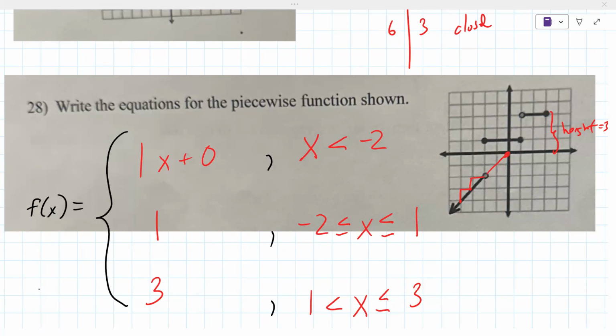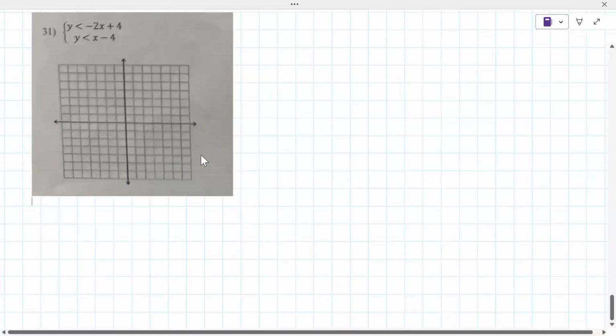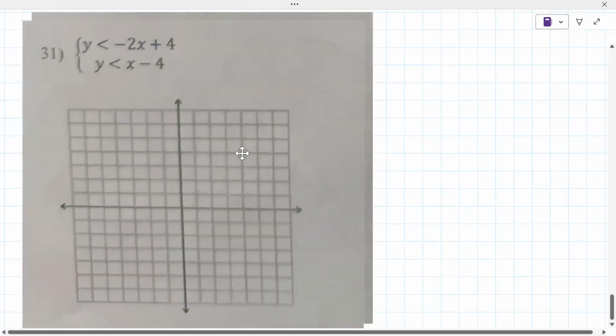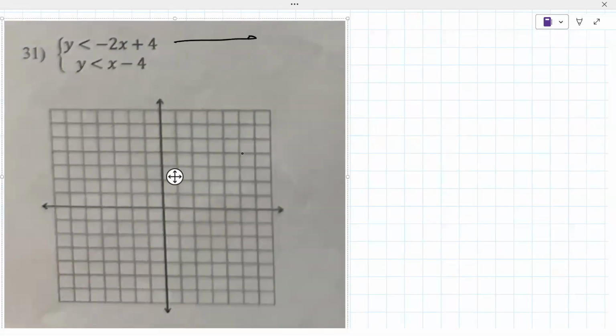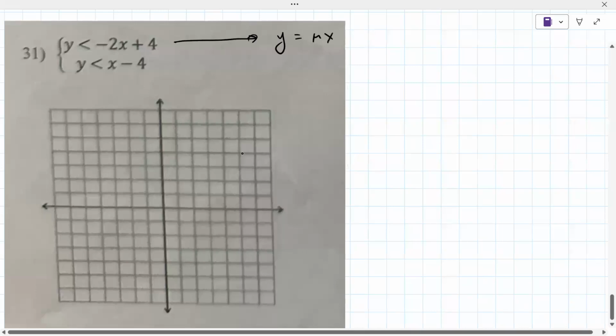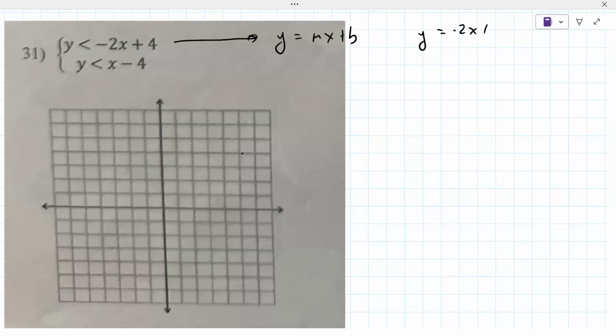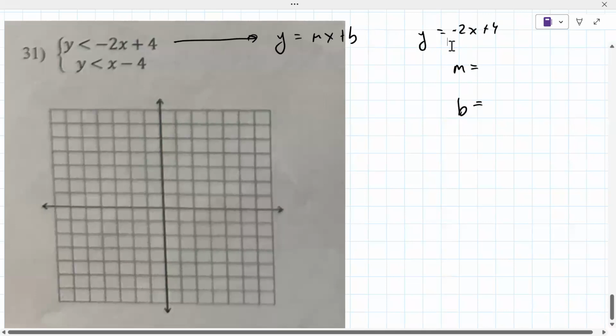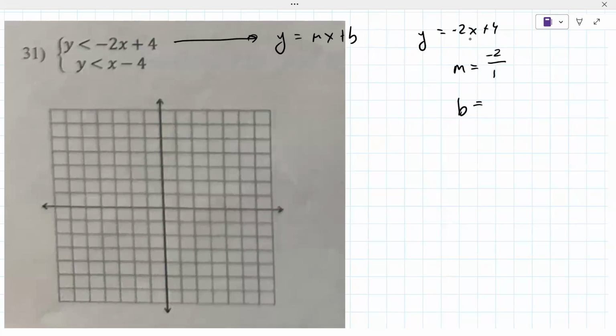All right, let's look at 31 then. I guess that's not a piecewise function. Okay, so the first thing is you just treat this as y equals mx plus b, or y equals -2x plus 4. What is the slope and what is the b value for this one? 2 is m. It's more than that. There's this other little thing in front. Oh, -2. Yes, it's huge. It's like parking on the wrong side of the street. Yeah. It's a big deal. How about the b value?